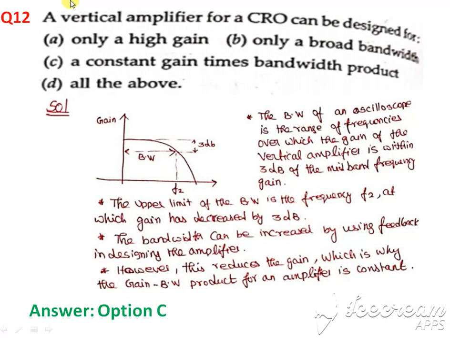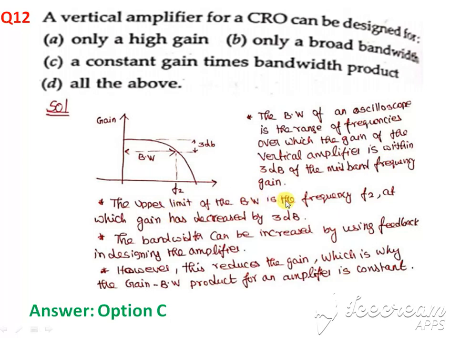Then question number 12. A vertical amplifier for CRO can be designed for: A, only high gain; option B, only broad bandwidth; option C, a constant gain time bandwidth product; D, all the above. This diagram shows frequency versus gain. The bandwidth of the oscilloscope is the range of frequency over which the gain of the vertical amplifier is within 3 dB of the midband frequency gain.